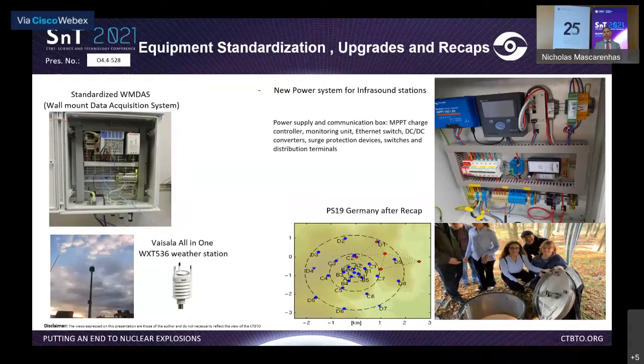But by standardizing equipment, we can provide a much better level of service, and we understand the behavior of the equipment a lot better. It's very hard for a system with hundreds of stations to sustain it if each one has a different identity. So standardization is a big thing. Next slide.